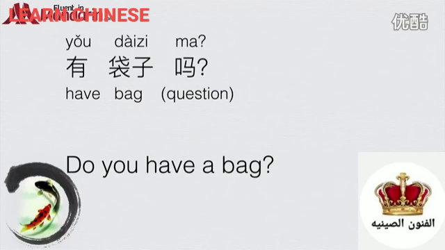And now here's another way of asking if the other person has something. In this case, we're asking for a bag. 有袋子吗？有 something. 吗 is another way of saying, do you have something? 有袋子吗？Do you have a bag?